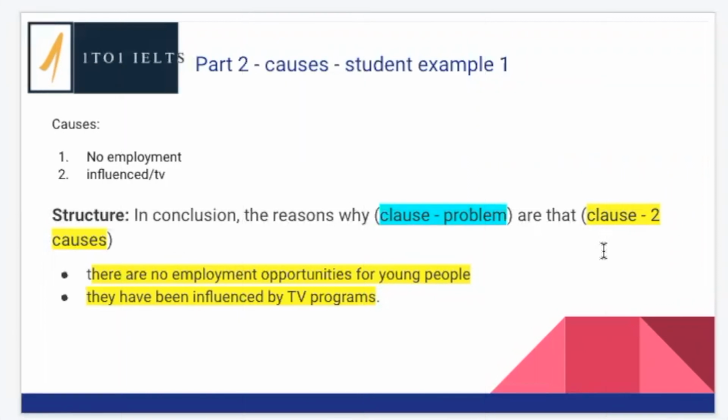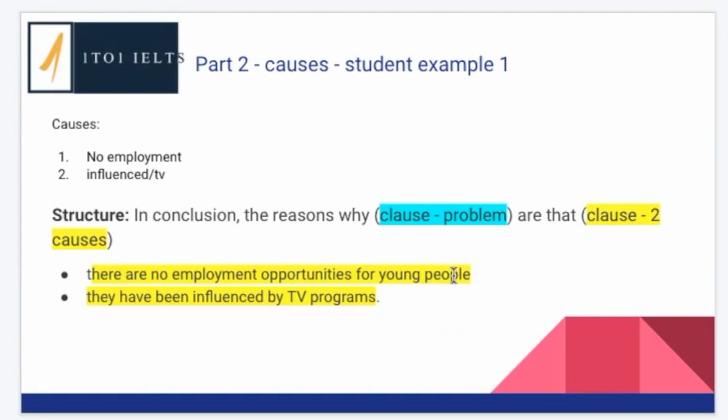Now, I asked my students for 2 causes for the crime rates increasing amongst younger people. And I'm going to give you a couple of examples of these. So this is the very first example that one of my students came up with. Remember, we had these causes already. The causes were no employment and young people are influenced by TV. So all we have to do is take these causes and make them clauses. That means have a subject and a verb, and often an object. So here, there are no employment opportunities for young people.